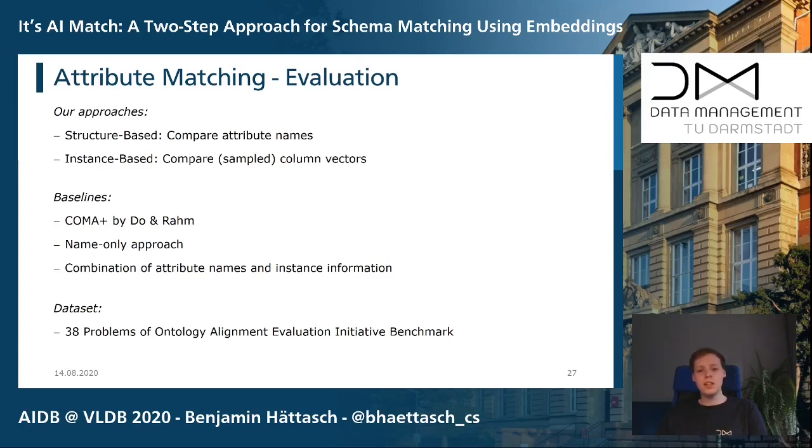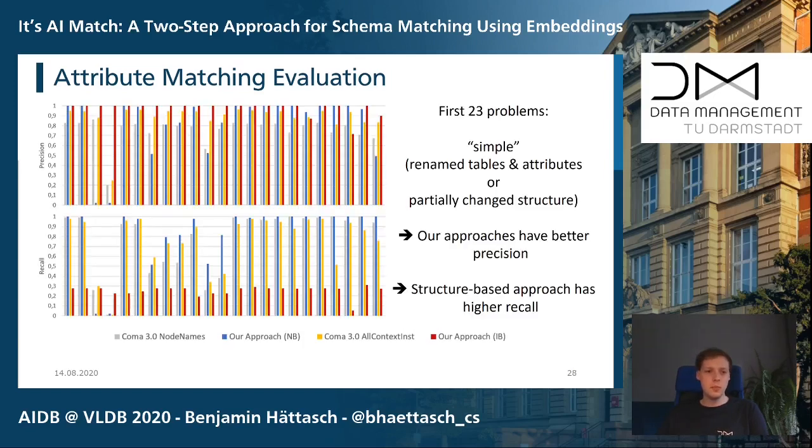And we applied our approaches, but also the baselines, to a dataset that consists of the 38 problems of the Ontology Alignment Evaluation Initiative benchmark that contains at least some kind of instances. For the first 23 problems, we have measured for all the 4 strategies the precision and the recall, so how many of the returned matches were correct and how many of the existing real matches were returned.